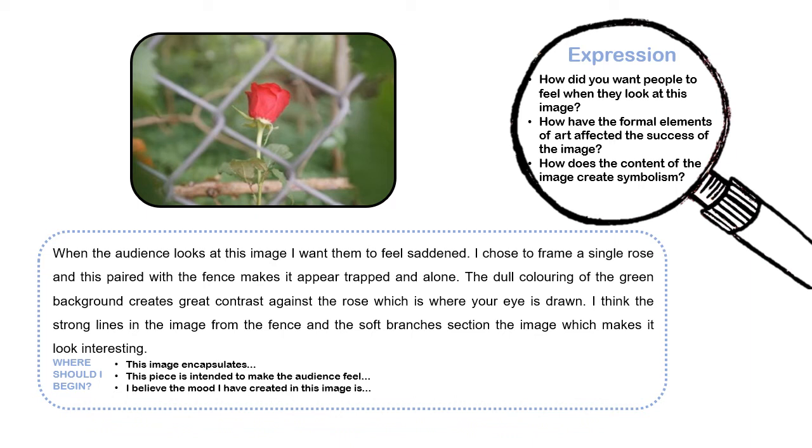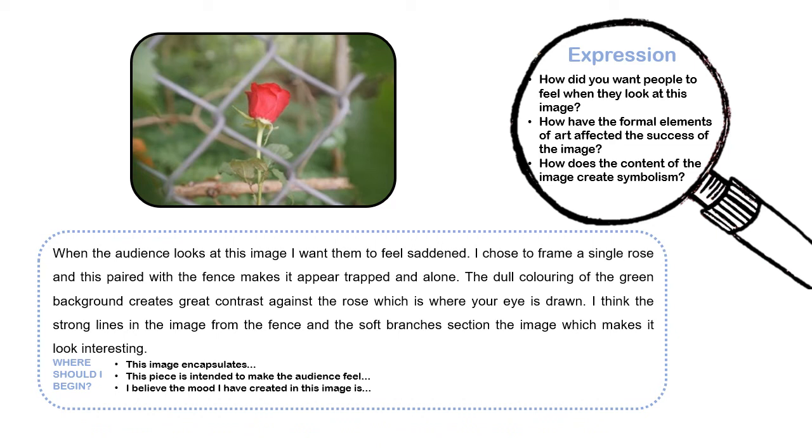So I've said, when the audience looks at this image, I want them to feel saddened. I chose to frame a single rose, and this paired with the fence makes it appear trapped and alone. The dull colouring of the green background creates great contrast against the rose, which is where your eyes are drawn. I think the strong lines in the image from the fence and the soft branches section the image, which make it look interesting, okay?